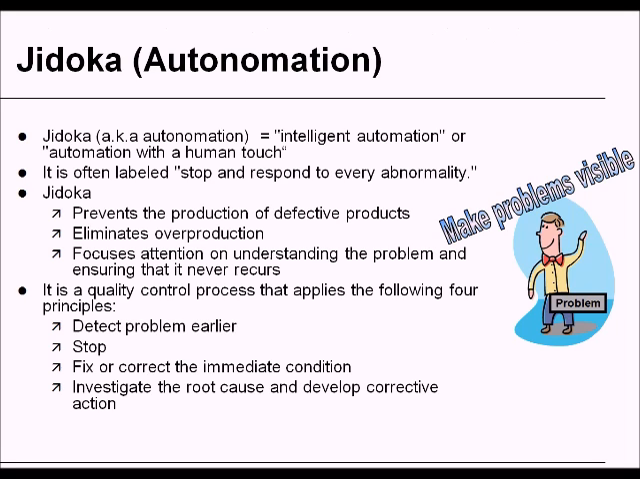Jidoka, it's automation with a human touch. Basically, it's stop. Don't pass a defect down the line. It means stop production so that production never has to stop. You're not passing a bad product down the line. You're trying to prevent it. You're trying to fix it right now. And the earlier you can detect it, the better. Quality at the source is a principle. It's very important.